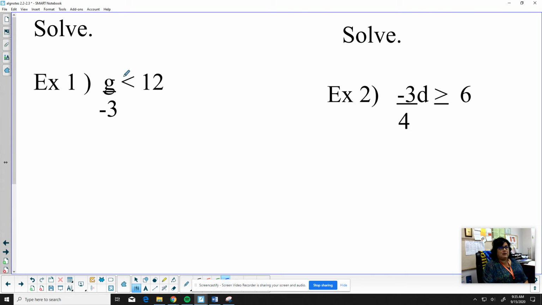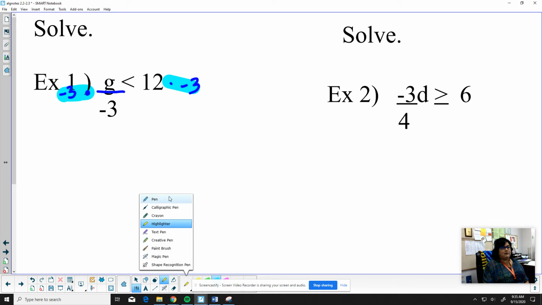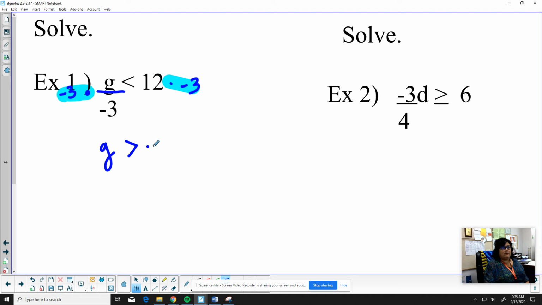So on this first one right here, if I want g alone, I've got to divide by -3. So the opposite of divide by -3 is multiply by -3. You can very plainly see that I multiplied by a negative number on both sides of the inequality. That means I have to flip the less than to greater than. So this is g is greater than -36 as my answer.